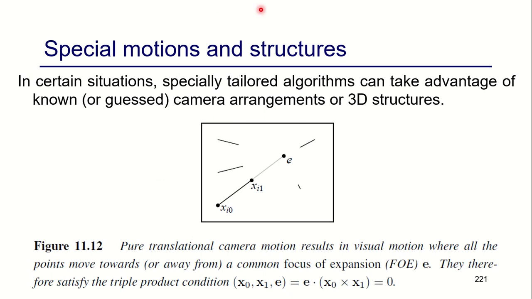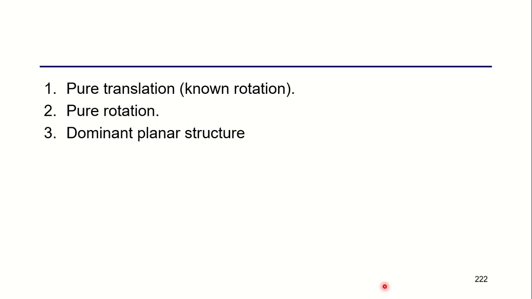The special motions and structures used here: these tailored algorithms can take advantage of known camera arrangements or 3D structures. This is a diagram which shows that pure translation camera motion results in visual motion. Therefore, you satisfy the triple product condition x0 x1 e, which is e dot x0 cross x1, equal to 0. The others used are translation, pure rotation, and dominant planar structure.